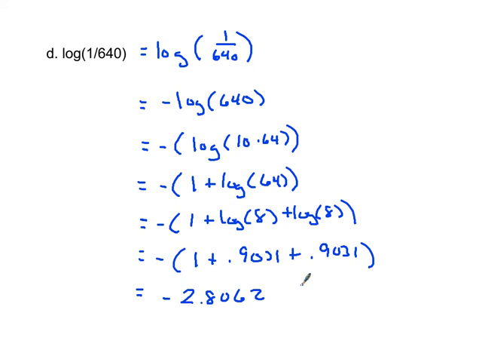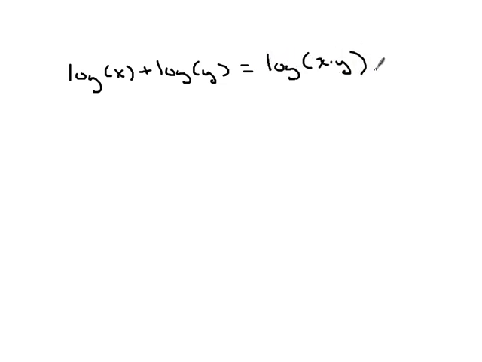All right, so that is the end of this particular lesson. Just to remind you, there were 2 properties that we pulled out. One is that log x plus log y is equivalent to log of x times y. And if we have a log of 1 over x, that is equivalent to negative log x. So those are the 2 properties that we want to apply and make use of.